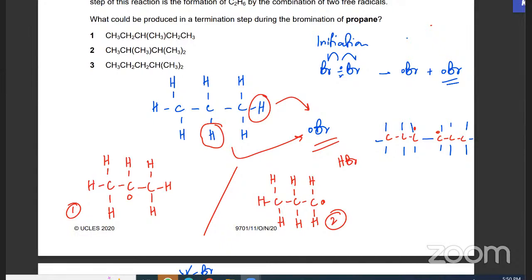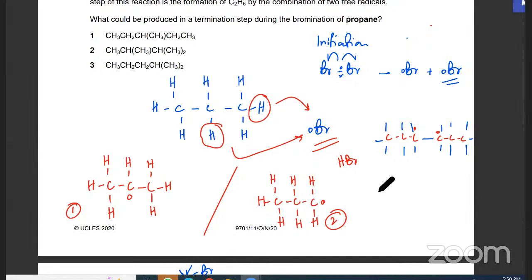So in termination, two bromine radicals can again combine together to form bromine. Again, you're not going to write that, because nothing new is being produced. You're forming bromine back again. It's just the reverse of the first step. So the reverse reaction is not written as a termination step. Is the idea clear? Right. Plus, we're only talking about the organic compounds that are possible.